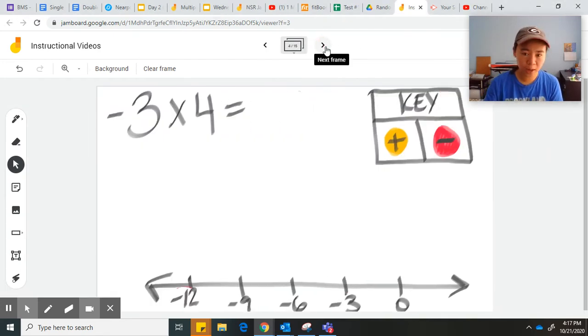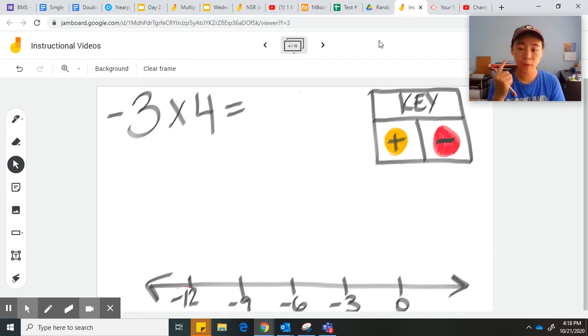Let's try another one. What happens if it's negative? Let's go ahead and do our counters first. I have negative 3 times 4. Now we made a little note in our notes that if you see a negative number, I want it to be first. This one does have a negative number, it's negative 3, and it's already first, so we're good to go.